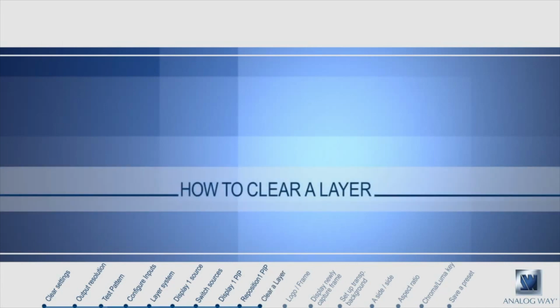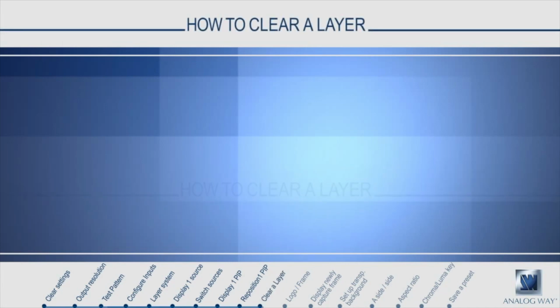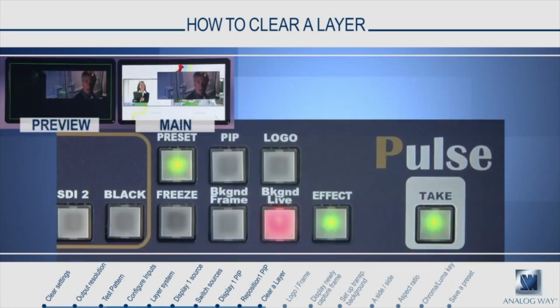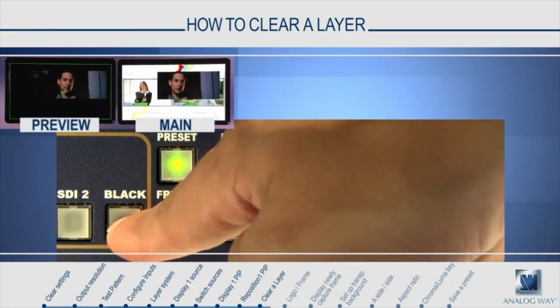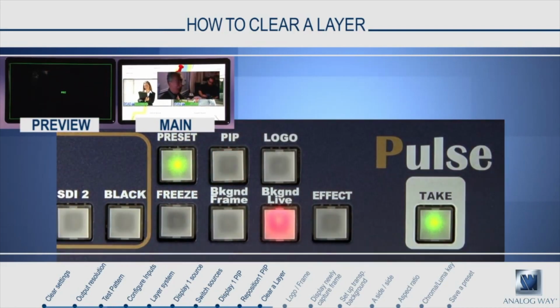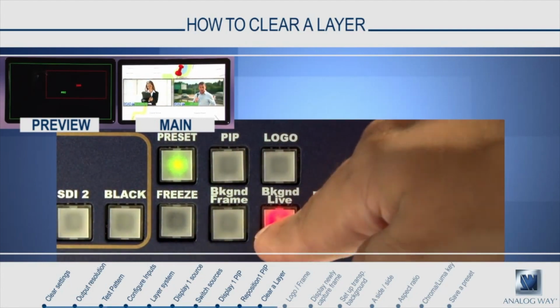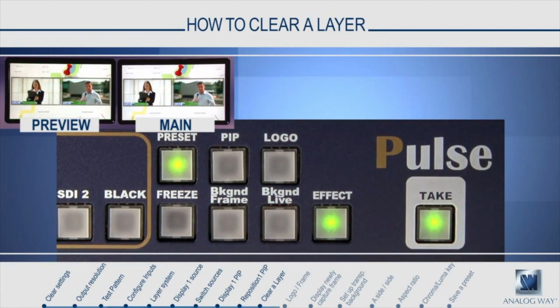How to clear a layer. To clear a layer, select the layer. You will see it begin to blink. Press Black and then Take. Your layer will be cleared from the main screen. To see your other layer appear on preview, select a new layer.